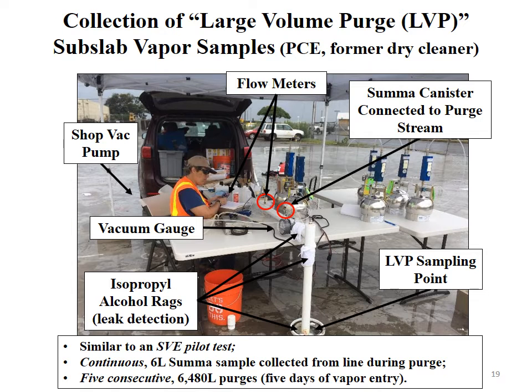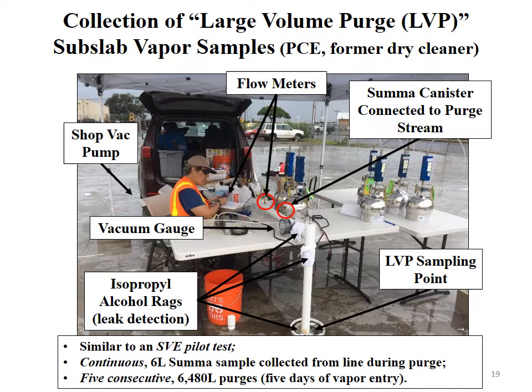This is what this looks like in the field. This is a pilot study we did at a former dry cleaner site. The building's gone, and we refer to this type of sampling as large volume purge, or LVP sampling. It's very similar to a soil vapor extraction pilot test that environmental consultants have been doing for several decades. You drill a hole through the slab at your hypothetical vapor entry point, and then you hook this purge line up to, in this case, a shop vac, that's what Todd McKellar uses, and then you purge 6,480 liters of vapor from that point.